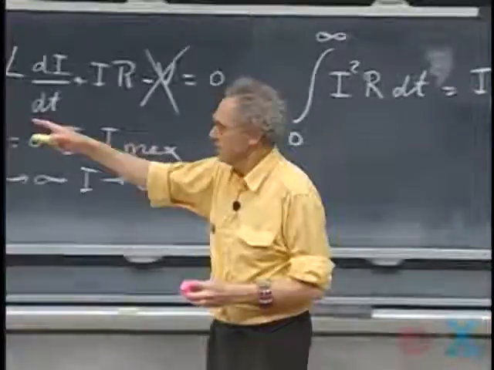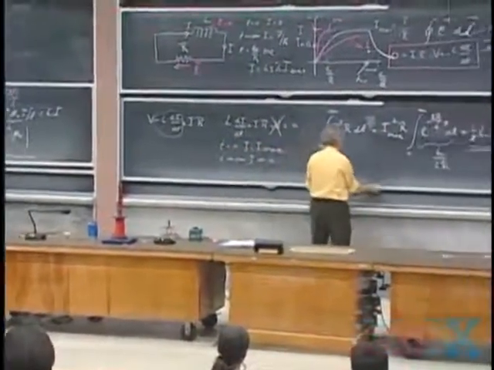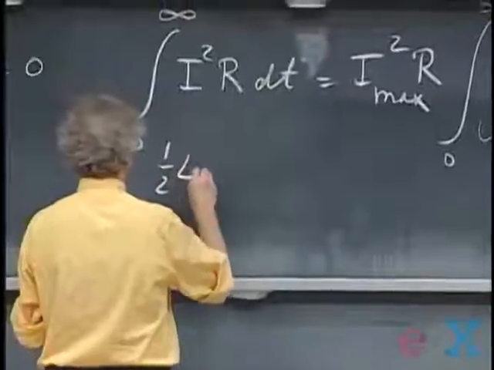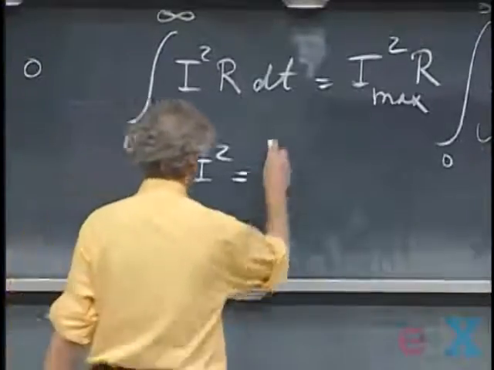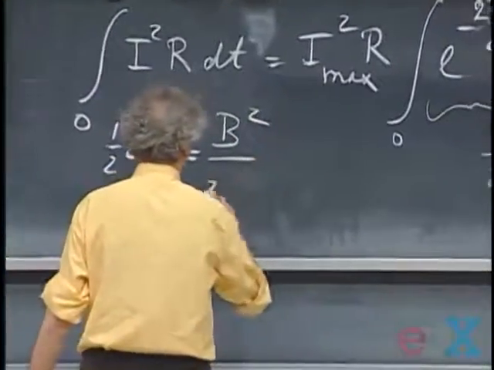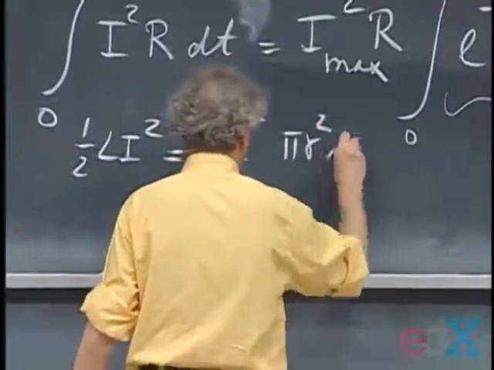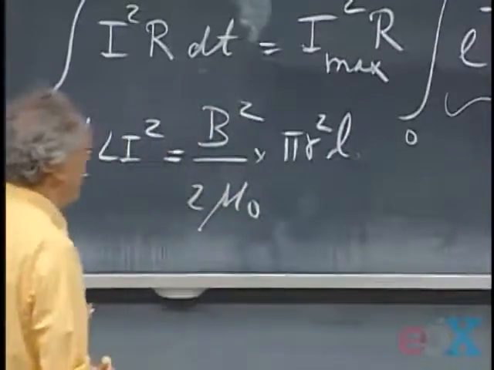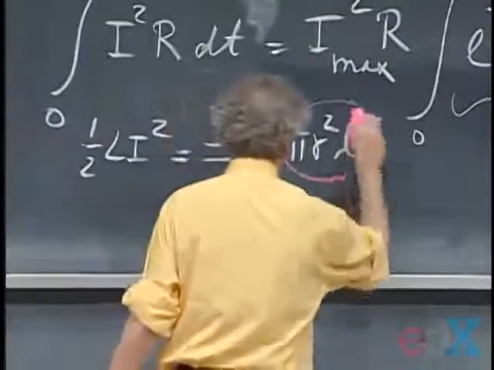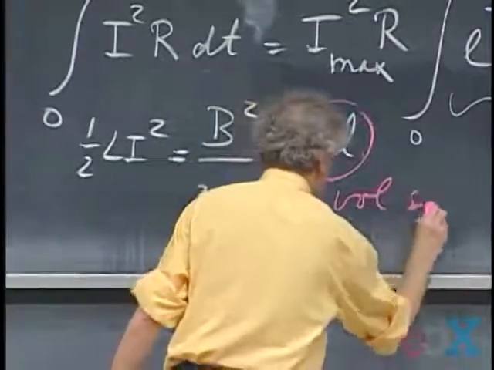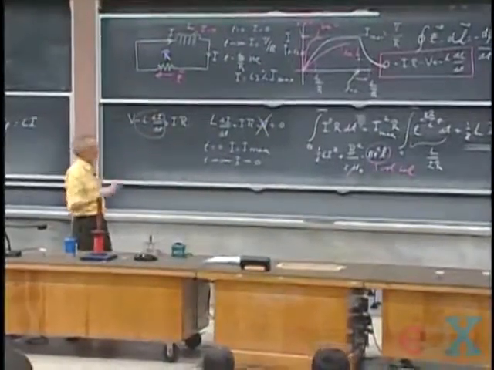And so when you do that, if you substitute capital L and capital I, you will find that 1/2 L I squared then becomes B squared over 2 mu 0 times pi little r squared times L. You check that at home. It's simply a substitution. But this is the volume of the solenoid where the magnetic field exists, and we have assumed that the magnetic field is 0 everywhere outside.